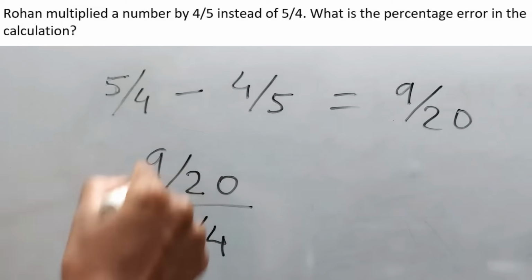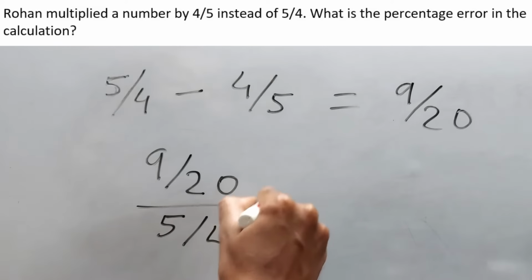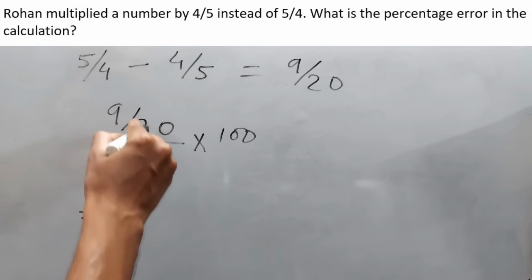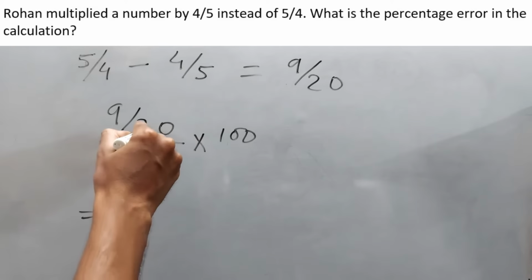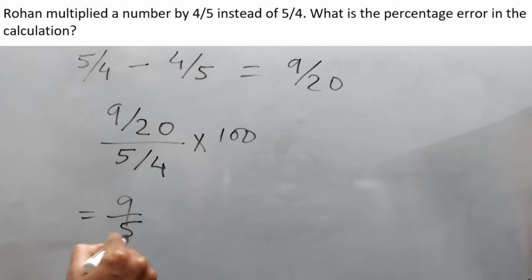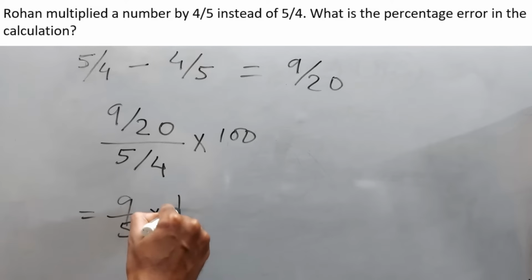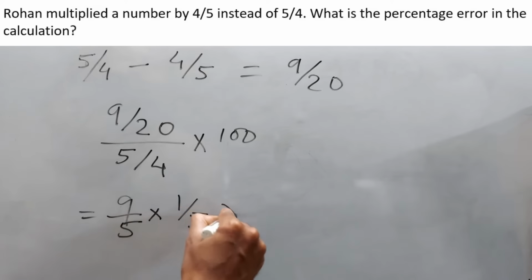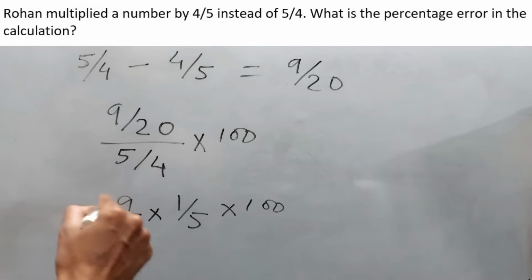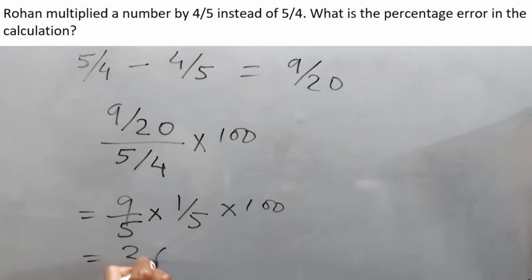Now this is the error and percentage means 100, right? It's 20 and 4, that means this one will be 5. So 9 by 5 into 1 by 5 into 100, right? So 5 and 5 is 25, 100 by 25 means 4. So 4 into 9 is 36. 36% is the answer. Clear?